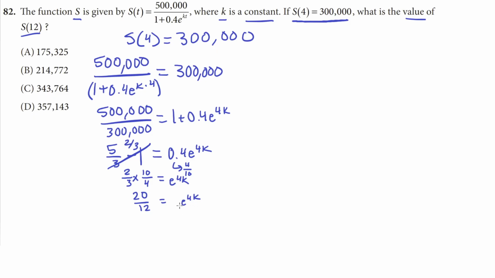Now we want to get rid of this e here. So what we can do is take the logarithm of both sides, the natural log. This eliminates the e because taking the logarithm of e just reduces it to its exponent. So we'll be left with ln 20 over 12 equals the logarithm of e to the 4k, which is just equal to 4k. So now that means k equals 1/4 times the logarithm of 20 over 12.